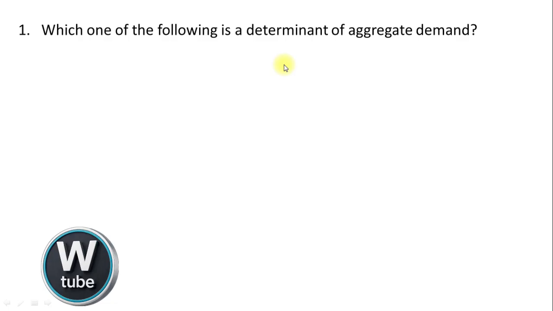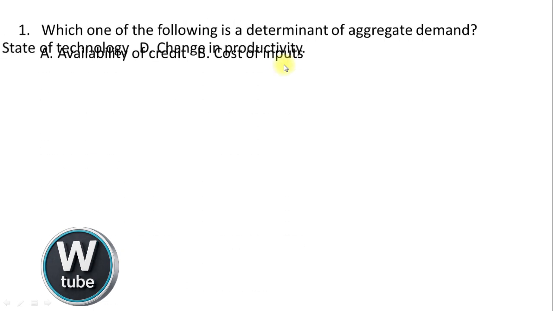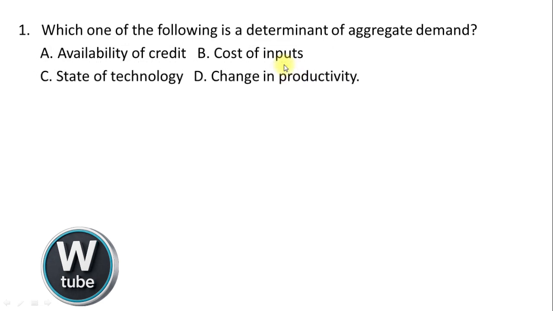Question number 1. Which one of the following is the determinant of aggregate demand? A. Availability of credit. B. Cost of inputs. C. State of technology. D. Change in productivity. Students, what will be your answer?